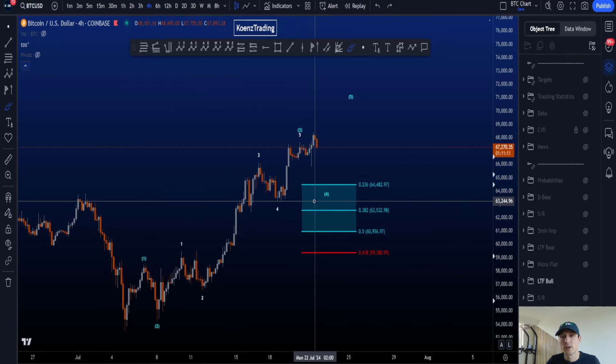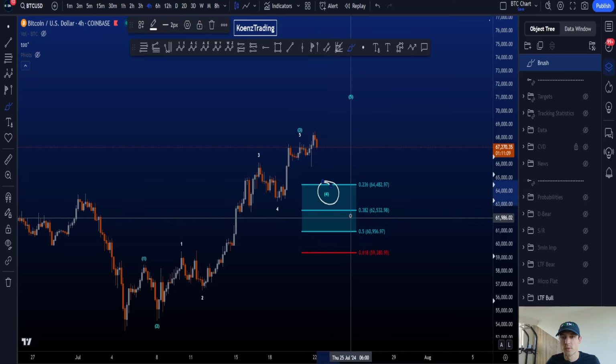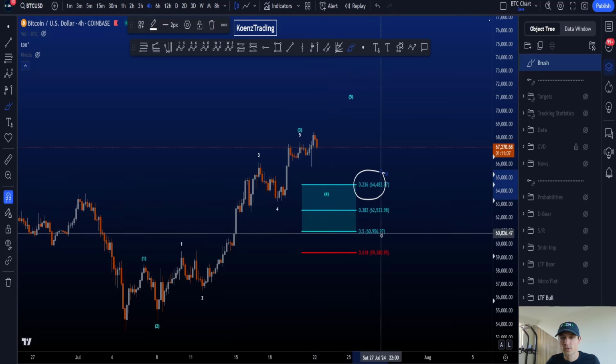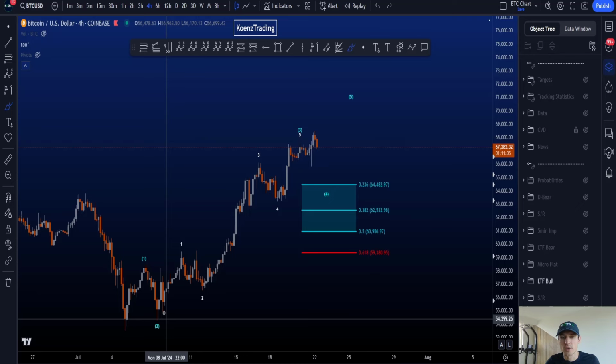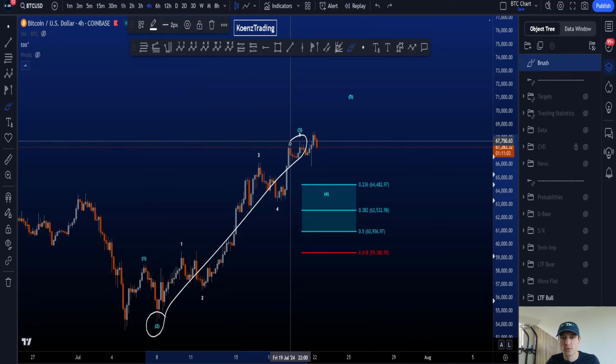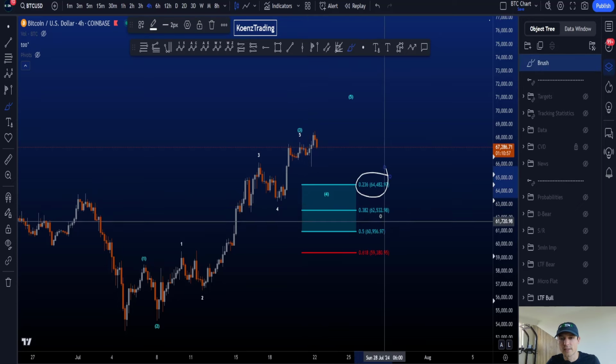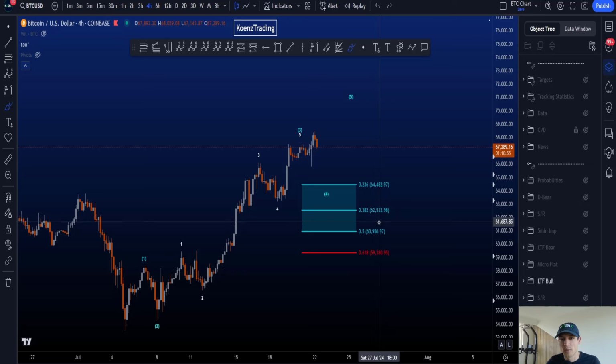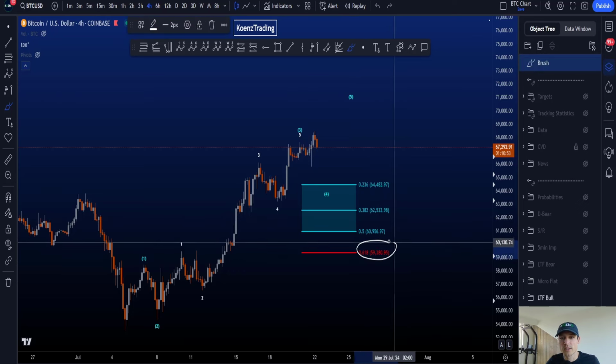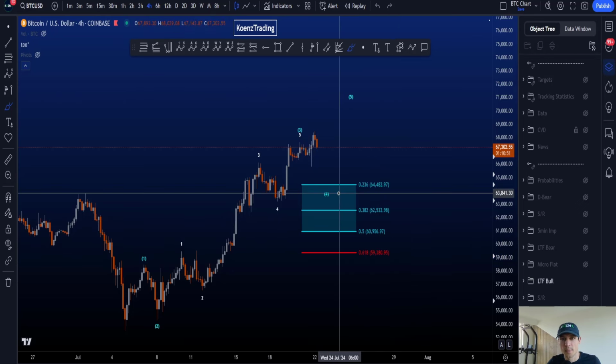The most common target area for your wave 4 is between the 0.236 and the 0.5 Fibonacci, taken from the low of 2 to the high of your wave 3, giving you a target between 64.4k and 60.9k, with the invalidation being the 0.618 at 59.3k.